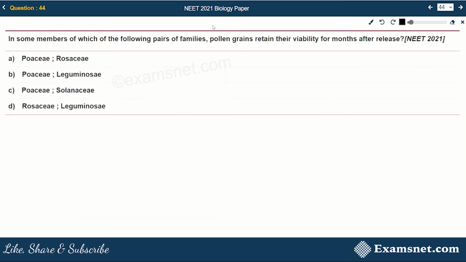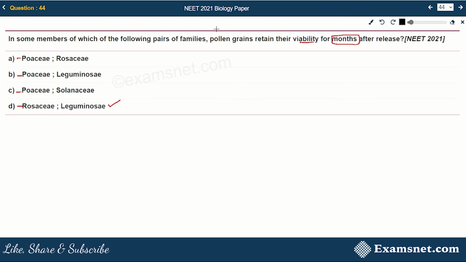Question number 44 is from the chapter Sexual Reproduction in Flowering Plants, class 12. And the question is, in some members of which of the following pairs of families, pollen grains retain their viability for months after release? That means they remain viable for a long time. The options are Poaceae and Rosaceae, Poaceae and Leguminosae, Poaceae and Solanaceae, and Rosaceae and Leguminosae. So the correct option is option D, which contains the pair Rosaceae and Leguminosae.